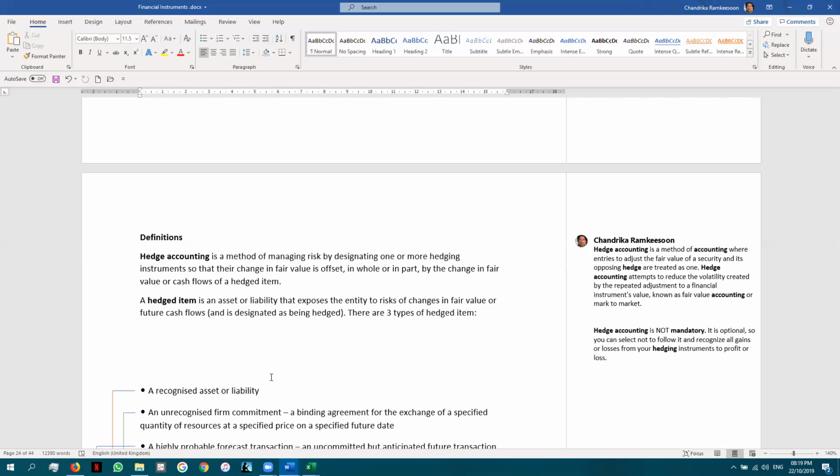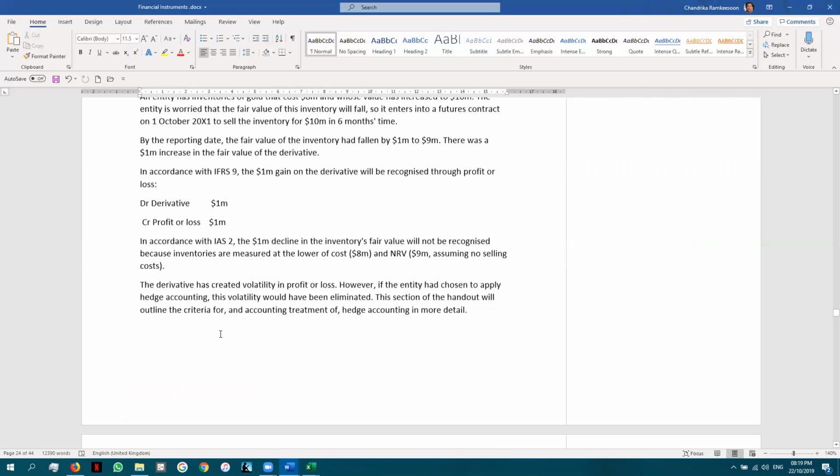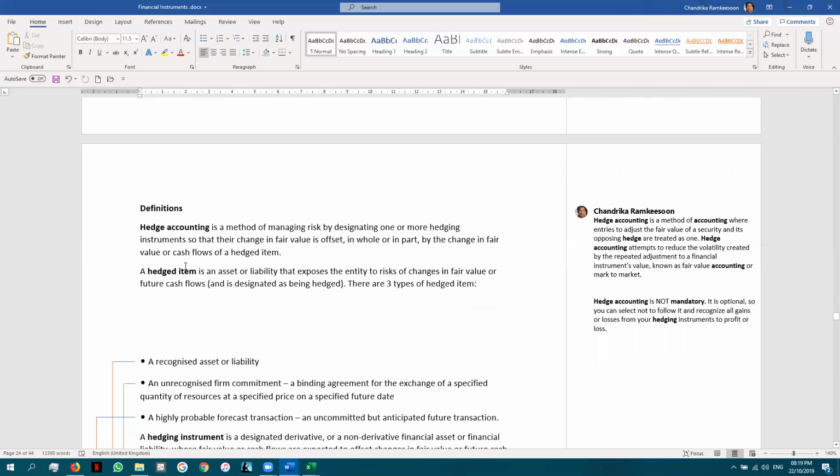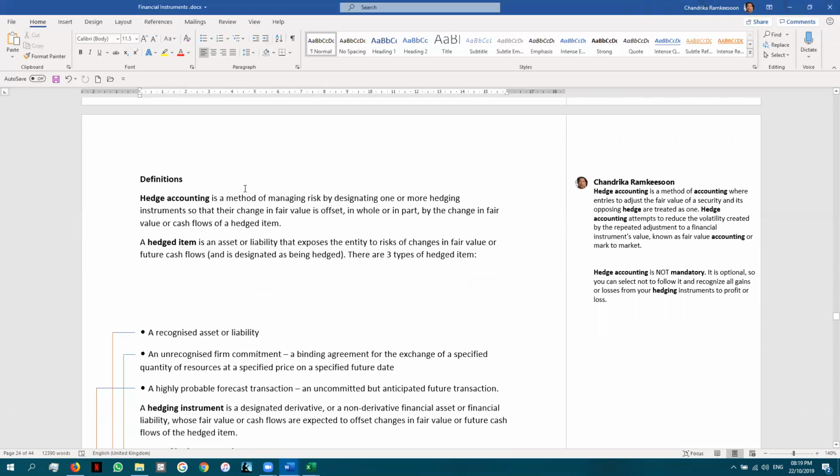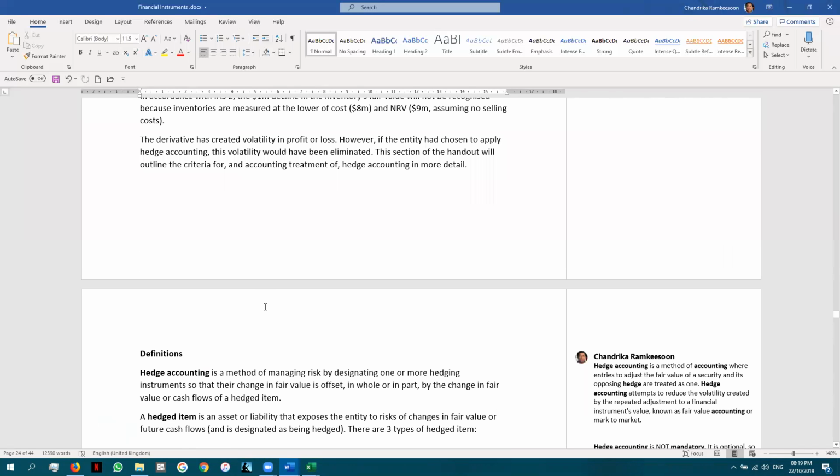Then, lower down, I have: hedge accounting is not mandatory, it is optional. So you can select not to follow it and recognize all gains or losses from a hedging instrument to P&L, as what we did here. Now again, as I said, we'll take the same example and show you how it would have looked if hedge accounting had applied.